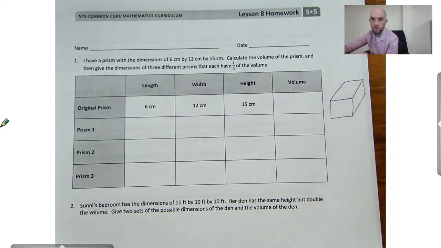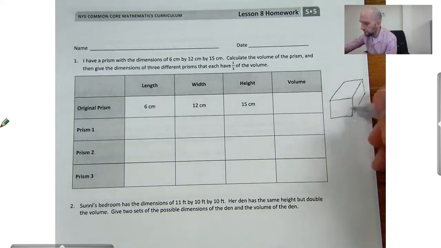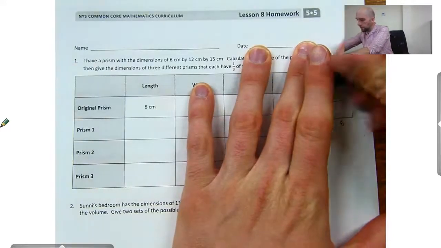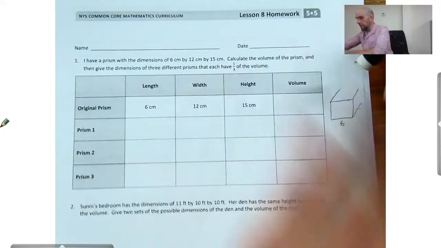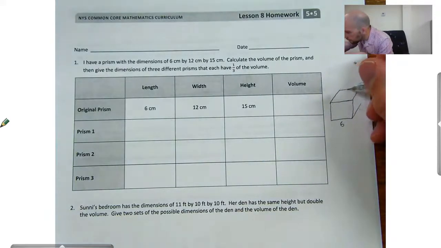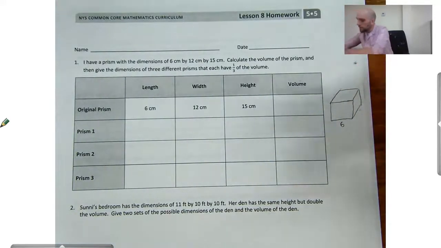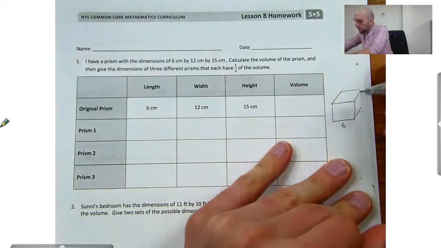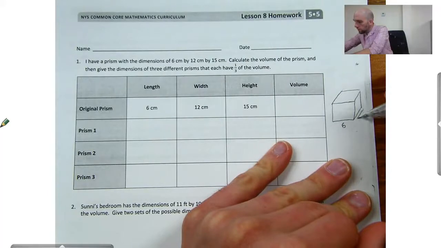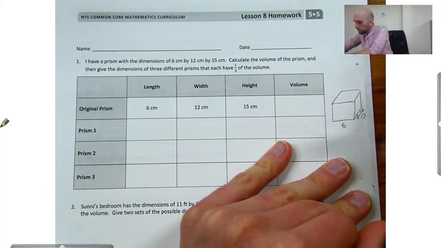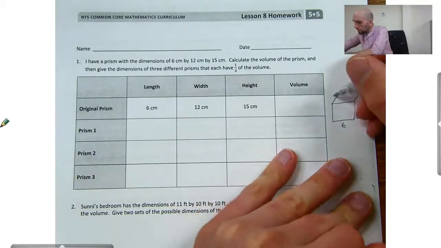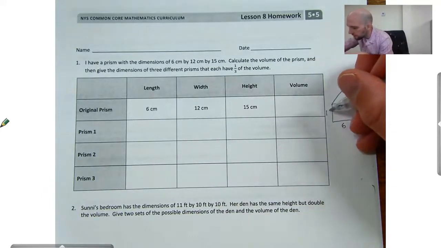All right, so there's my prism. And I have a length of 6, a width of 12. I probably made it a little bit too big. We'll shorten it up a little bit. It doesn't have to be exactly to scale, but I want it to make sense. All right, so this side is 12. And then this height is 15.